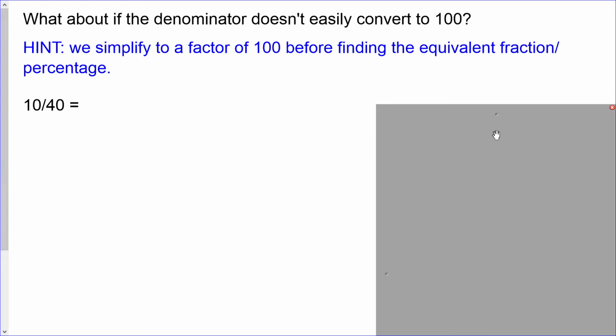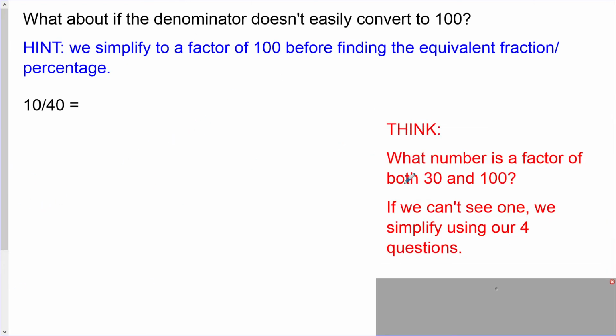Okay, so again here we would think, is there a factor? So some of you might be able to spot that factor, so then do that, because that's a quicker way. But let's look at if we can't see the factor. If we can't see the factor, we simplify, because I can see that with 10 40ths, I cannot go straight to 100ths, because 40 does not times by anything to give me an answer of 100. So I'm going to have to simplify here. So I get my fraction, 10 40ths, and I go through those 4 questions again.